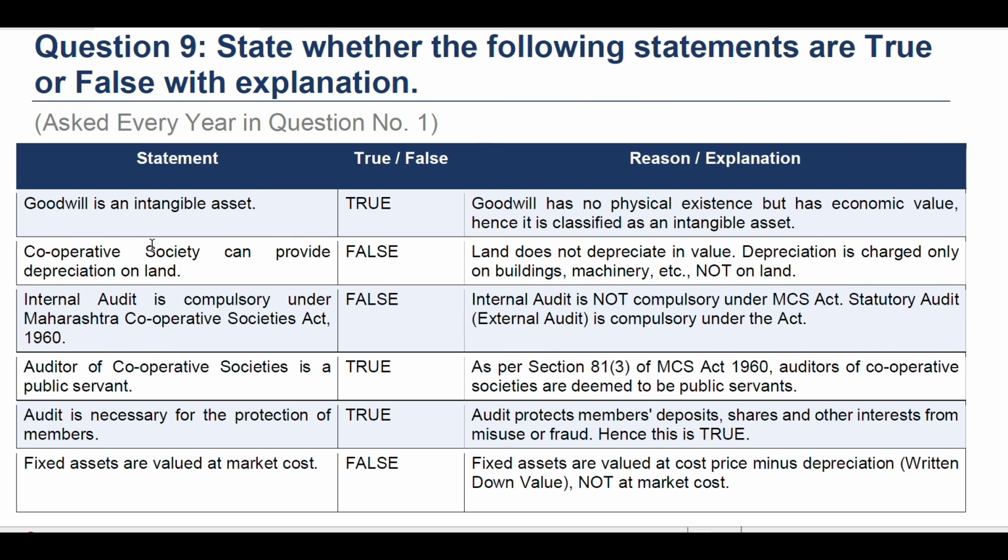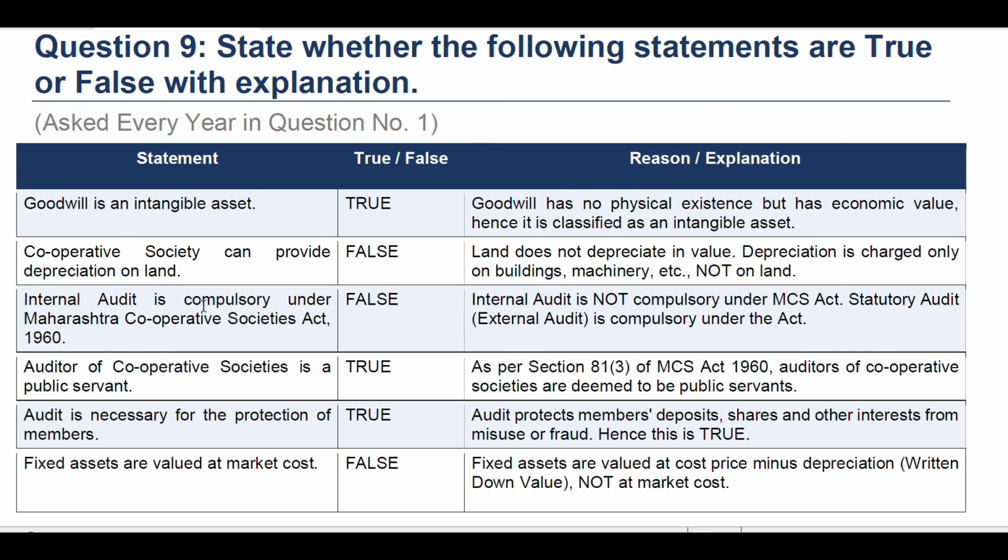So, goodwill is an intangible asset. It is true. Why? Goodwill has no physical existence but has economic value. Hence, it is classified as an intangible asset. Cooperative society can provide depreciation on land. It is false, because land does not depreciate in value. Depreciation is charged only on buildings, machinery, etc., not on land.